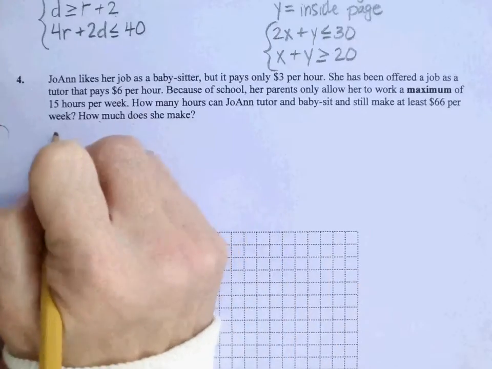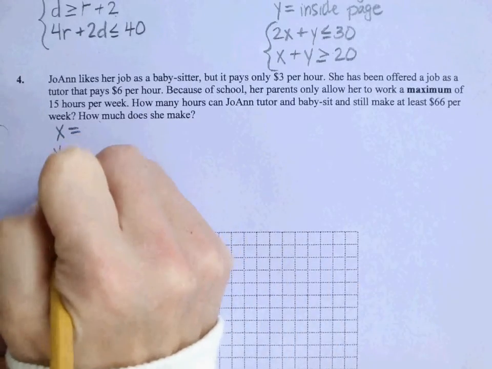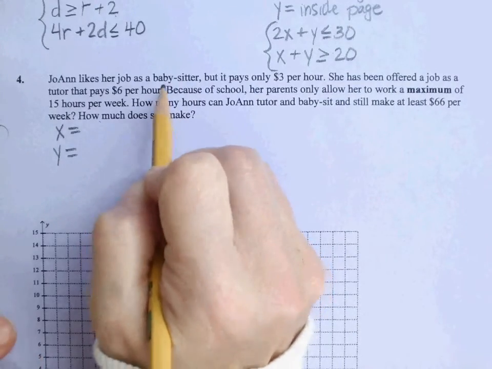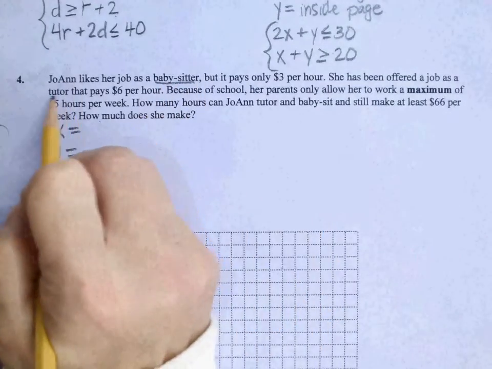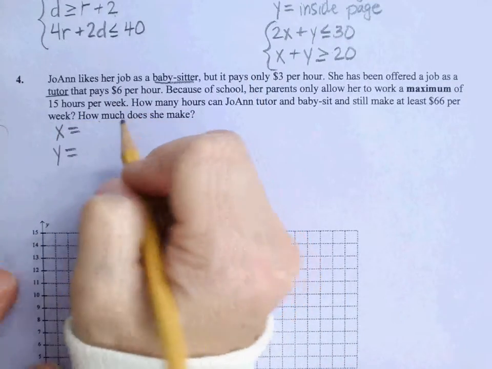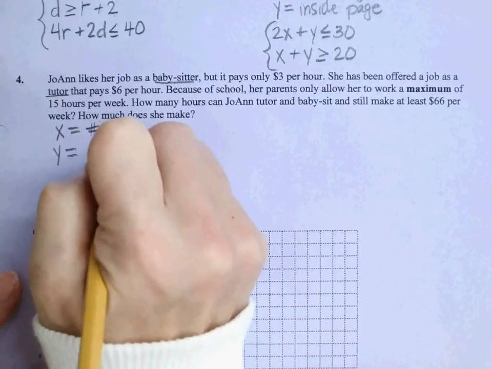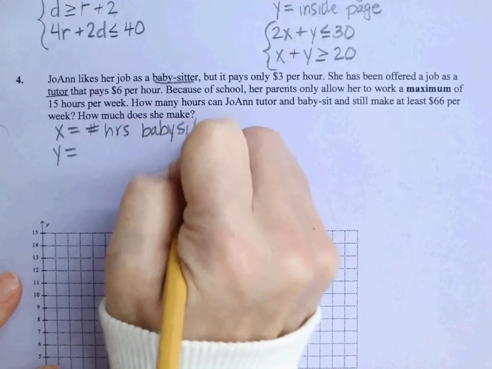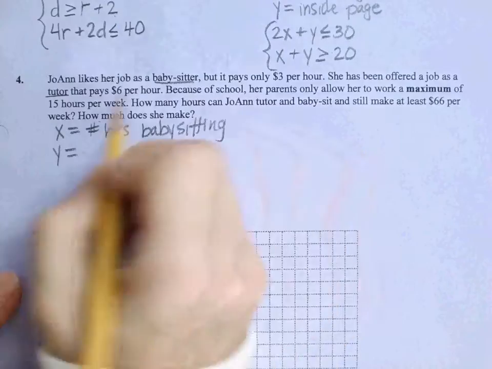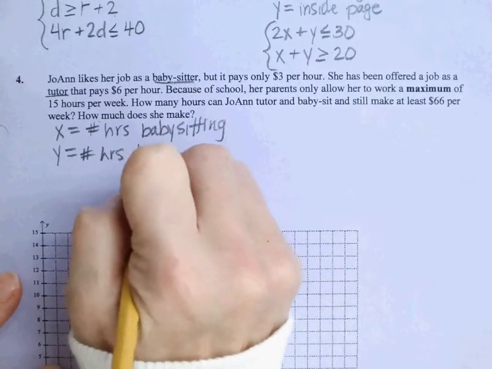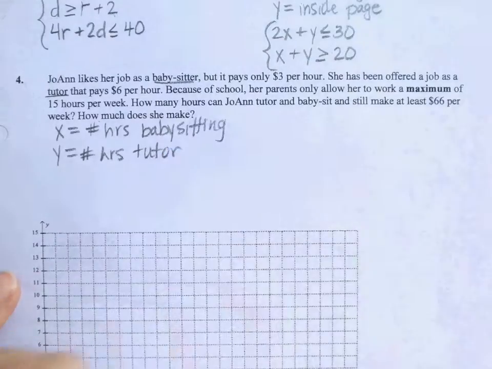So we'll just start by labeling our variables, what Y equals, what X equals. So we're talking about her 2 different jobs. She's a babysitter and she's a tutor. And it's the number of hours that she works. So number of hours babysitting, and then number of hours as a tutor or tutoring.